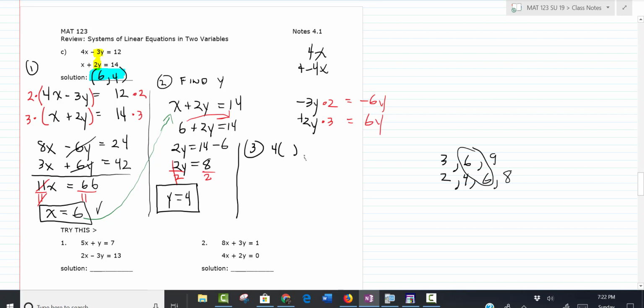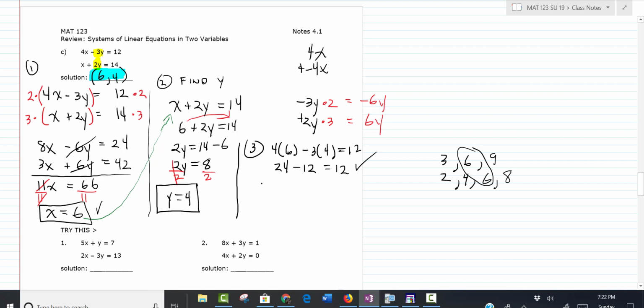and just plug in and see if it works. It's got to work in both. So 4x times 3y equals 12. We'll just plug in the 6 for x, plug in the 4 for y. That will give 24 minus 12, and that is equal to 12. Okay, so that works in that equation.